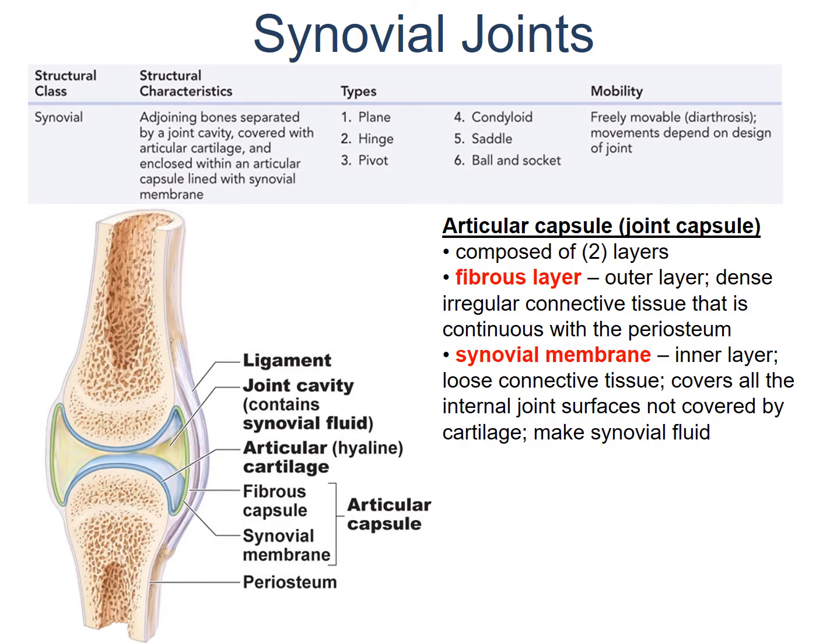And then we get to the synovial joints. Okay, so for the synovial joints, here you have adjoining bones separated by a joint cavity, covered with articular cartilage and enclosed within an articular capsule lined with synovial membrane. And there are 6 different types of synovial joints. These are freely movable, so they are a diarthrosis or a diarthrotic joint.